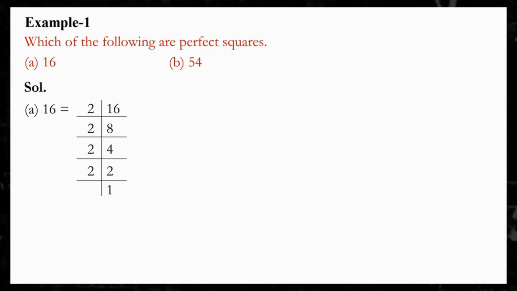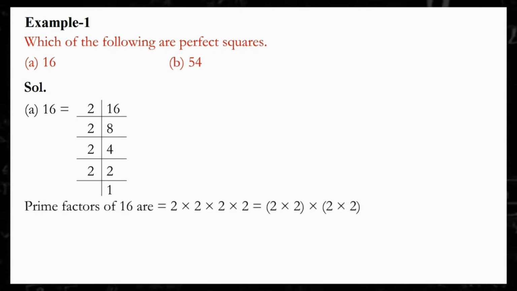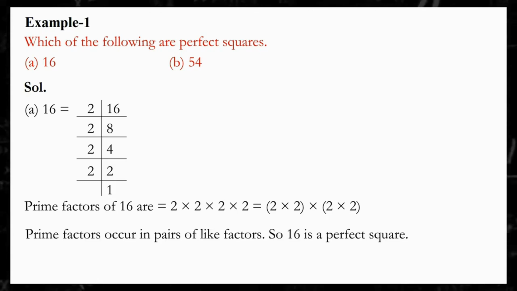A. 16 is equal to, dividing 16 by 2 we get 8. Dividing 8 by 2 we get 4. Dividing 4 by 2 we get 2. Dividing 2 by 2 we get 1. Prime factors of 16 are equal to 2 multiplied by 2 multiplied by 2 multiplied by 2, which is equal to, in the brackets, 2 multiplied by 2, multiplied by, in the brackets, 2 multiplied by 2. Prime factors occur in pairs of like factors. So, 16 is a perfect square.